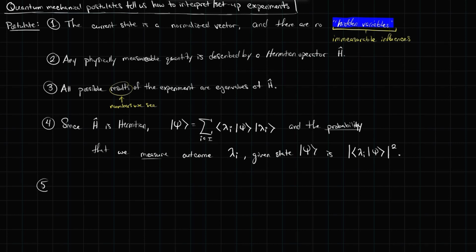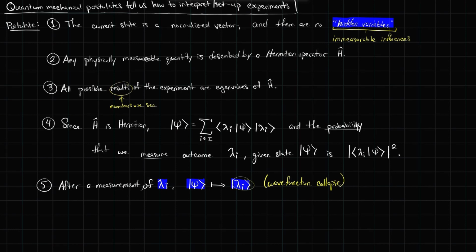And then the last postulate is kind of the one we were witnessing in polarization, is that after a measurement of, let's say, lambda i, the state psi immediately becomes the state lambda i. So the original state, whatever it happened to be in, if you recover a specific measurement, it collapses. This is known as wave function collapse. So you no longer have alternate probabilities. You immediately recover exactly that eigenstate.